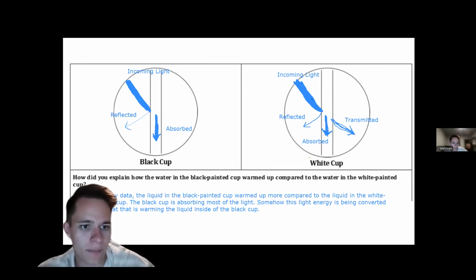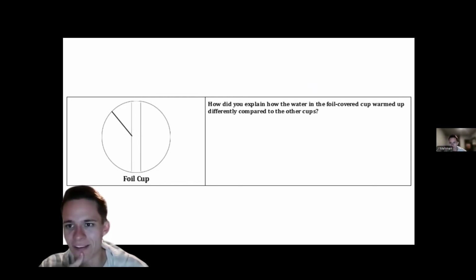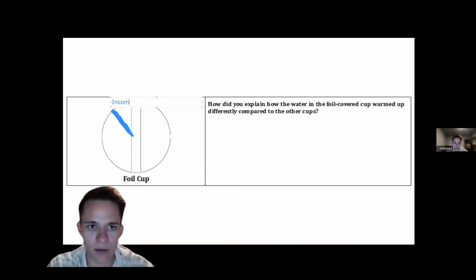Okay, we have one last model that we have to do, and this is for the foil cup. Again, I want you to try this by yourself first. Remember, we need to show three instances of light interacting with our cup: transmitted, reflected, and absorbed. Again, hopefully we tried something. Right here, we see our line. This is the incoming light, the light that is being shined on our cup.